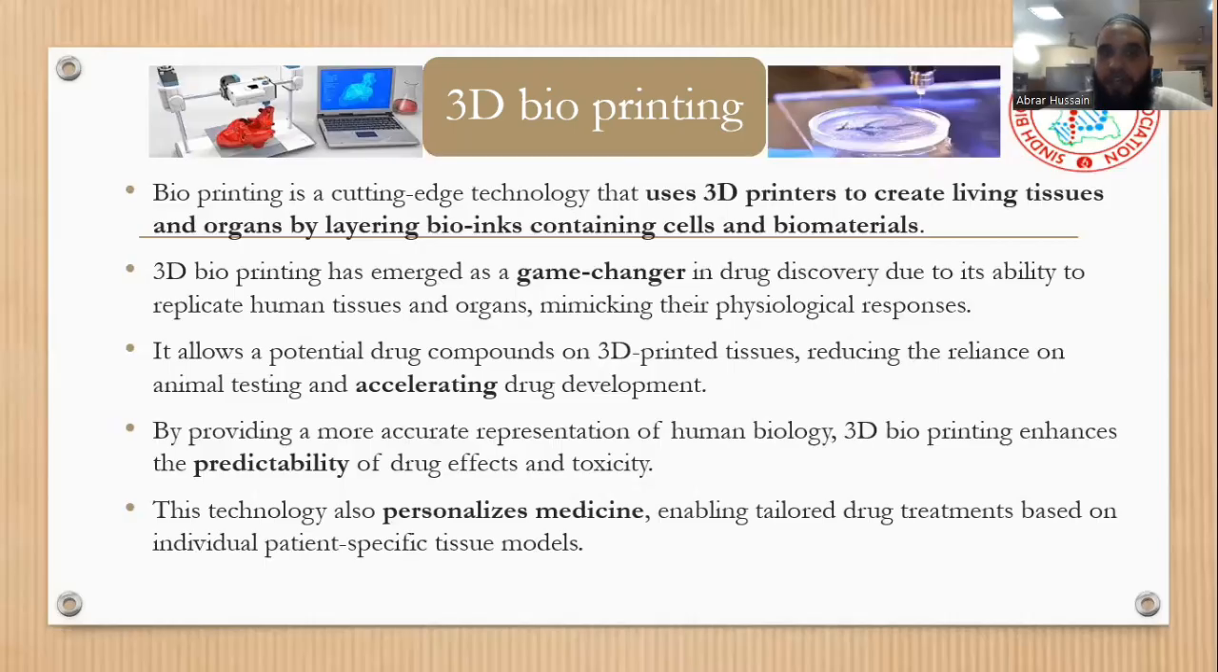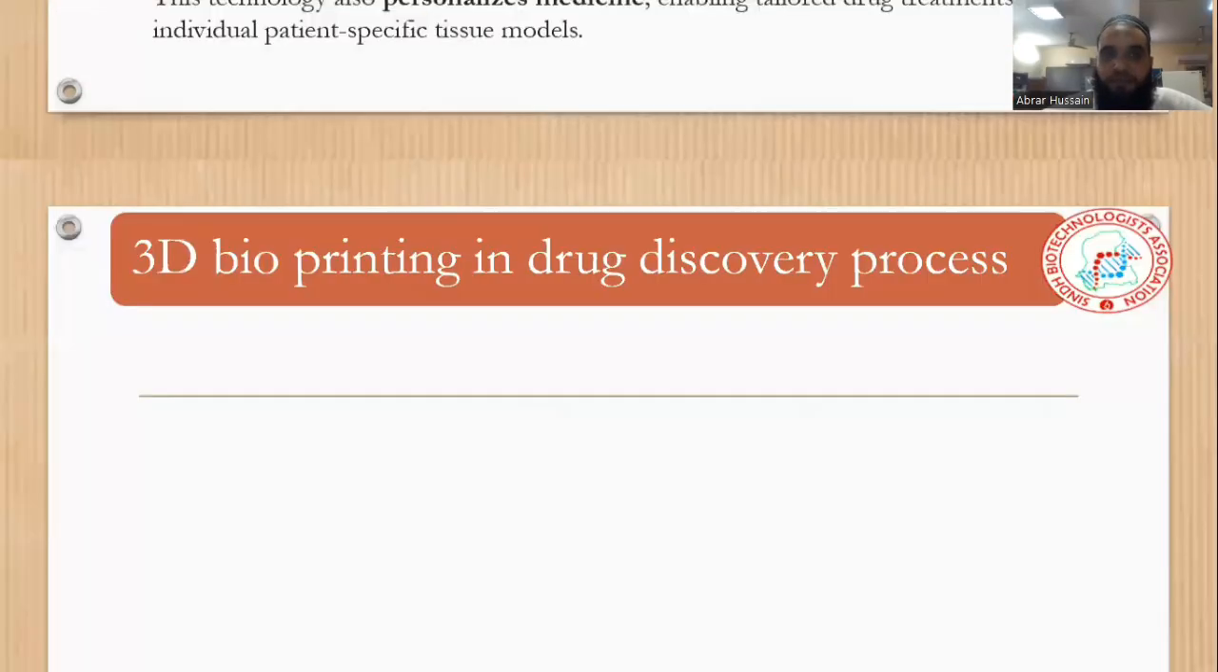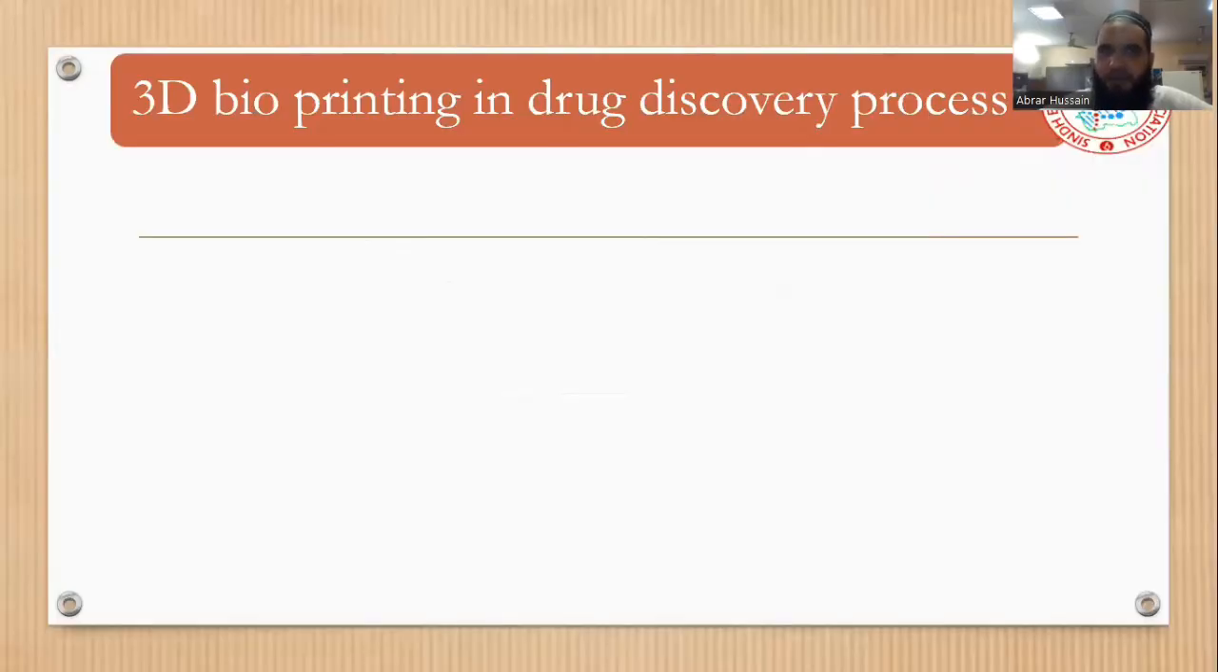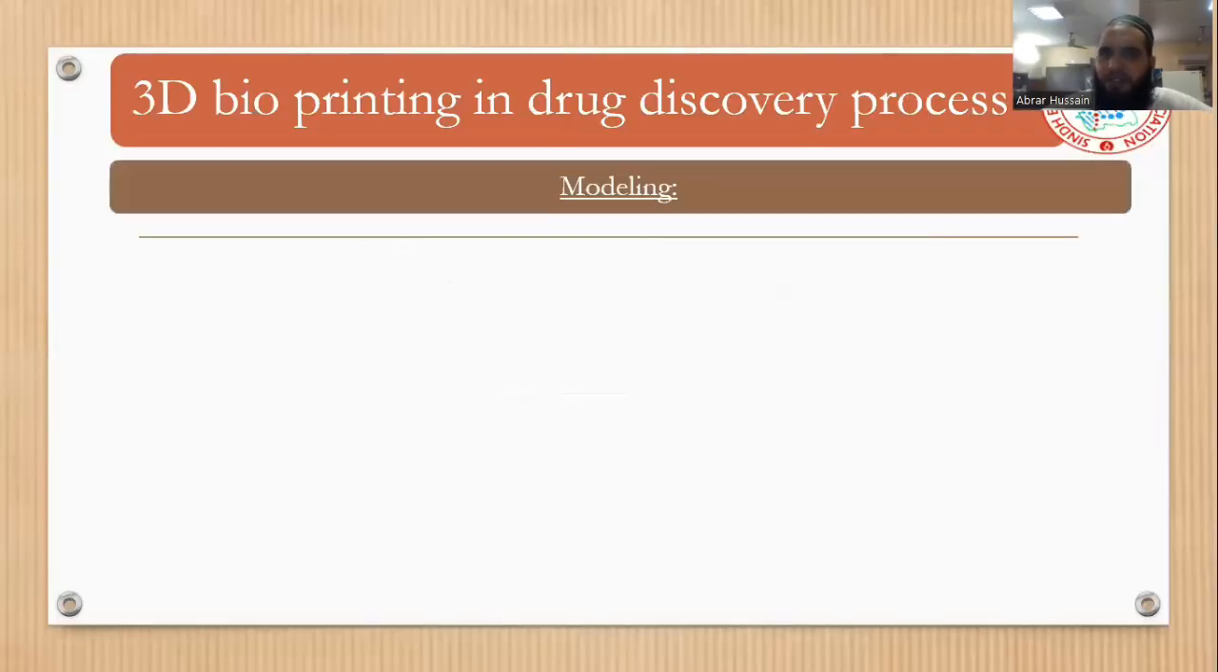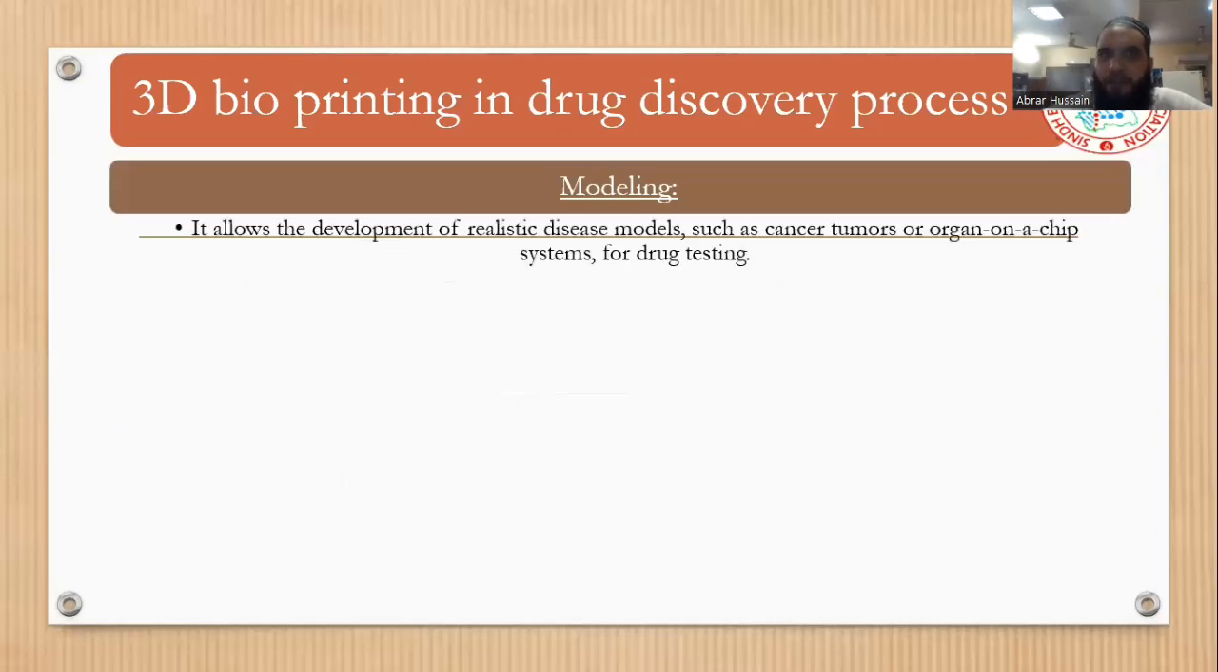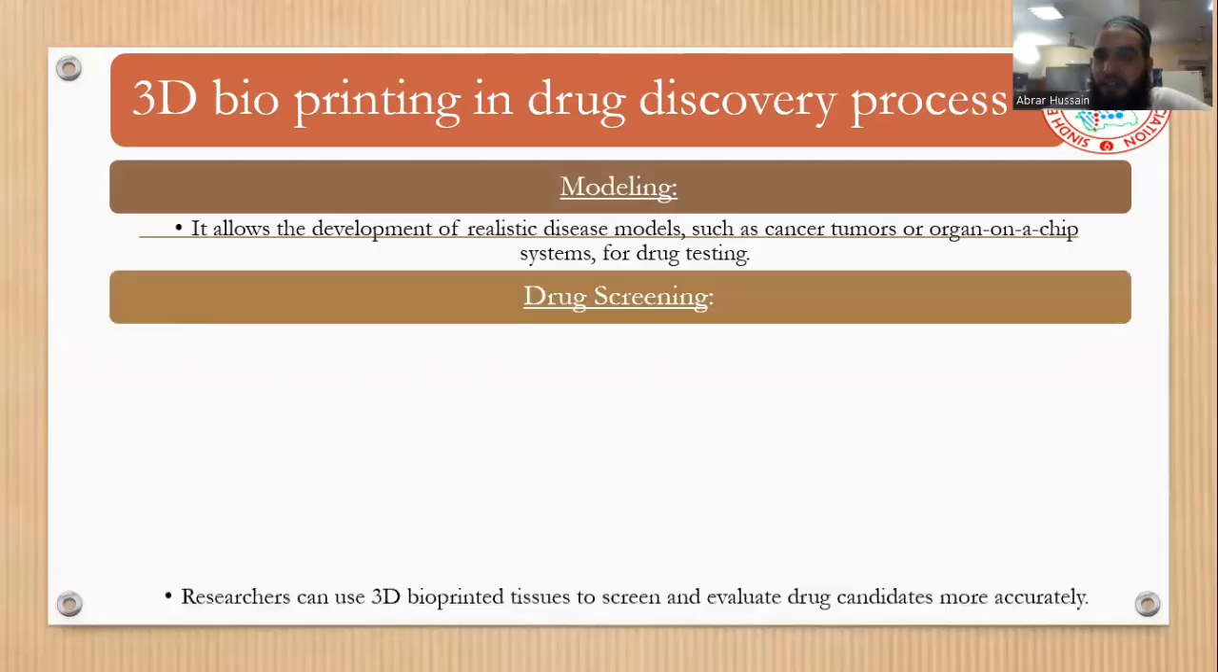This technology is also used in personalized medicine. Definitely, today the world is going in that direction, and researchers are trying to develop personalized medicine, called PM. So how is 3D bioprinting incorporated and used in personalized medicine development? What is the process? Very briefly, how is 3D bioprinting used in drug discovery? First, they can use it for modeling, for example, the development of realistic disease models. In 3D bioprinting and drug discovery, first the researcher identifies a model, for example, a cancer tumor or organ-on-chip system. For drug testing, they develop such a model and then test their compound.